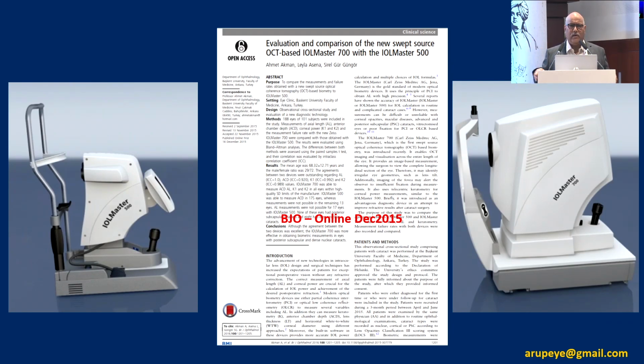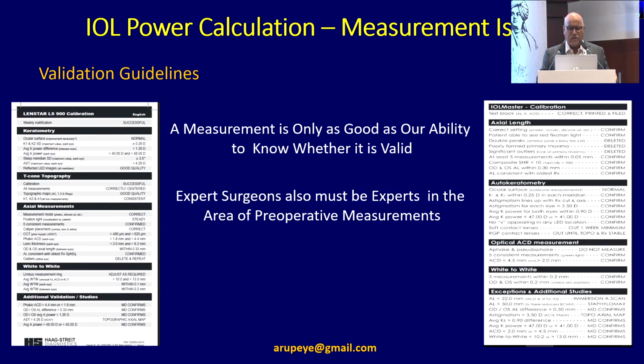However, the IOLMaster 700 has certain additional features: harder cataracts, posterior subcapsular cataract, lens tilt, and you're measuring up to the fovea. There are also the posterior corneal measurements. These are additional features that the machine gives you, but the IOLMaster 500 is also pretty much accurate.